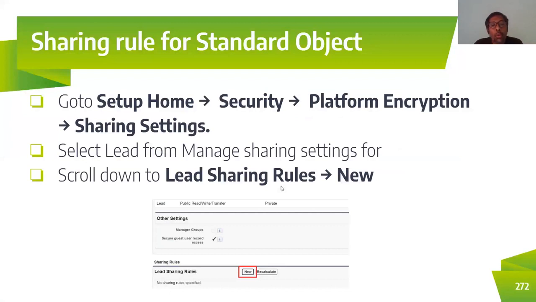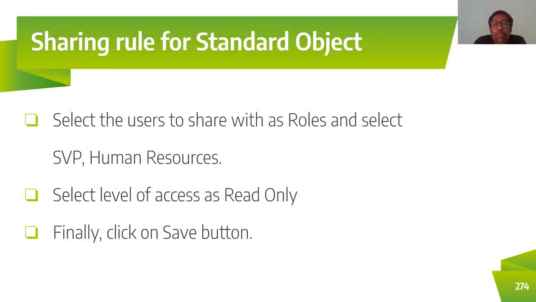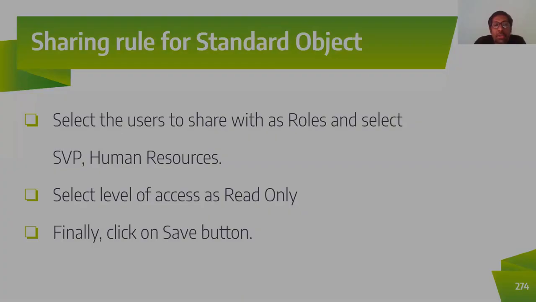Similarly, we can do it for a standard object also. Again, you can go to lead sharing rule and create and enable the rule here, right? Whatever we have done with the custom objects, the same thing goes with the standard object. You enter the label and rule name, select the rule type based on the record owner, select which records to be shared, share the lead owner members as roles, select the user to share with, select the level of access as read only, and finally click on the save button, right?